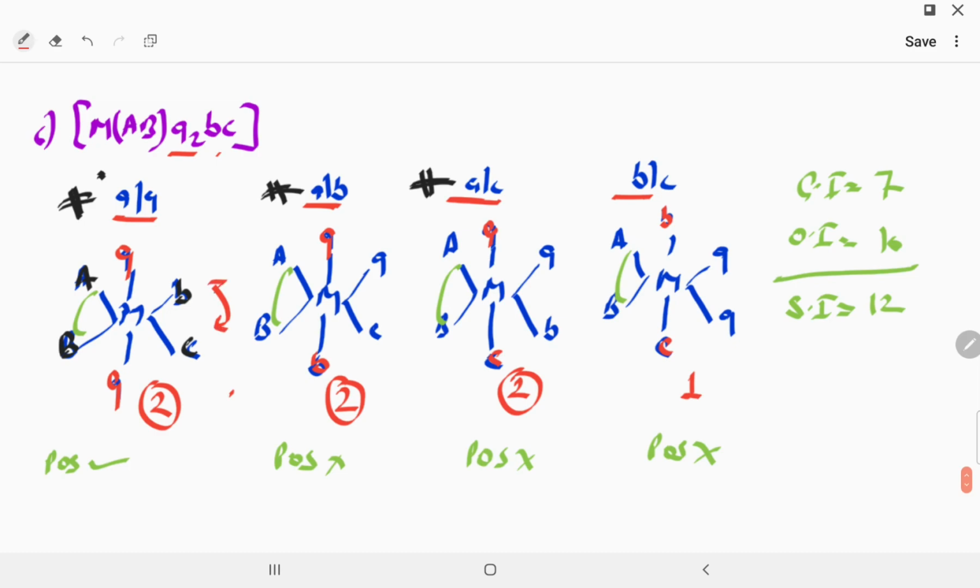In this case you interchange this position. In this case you interchange this position also. In this case you interchange this position also. So they will show two geometrical isomers. But in the last case you are not able to change the position of A because they are same. This is A, this is A, so they are same.